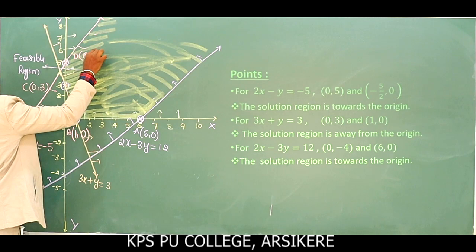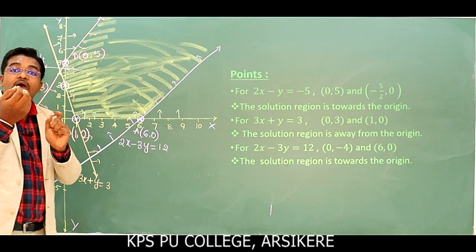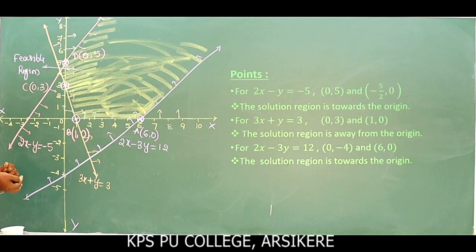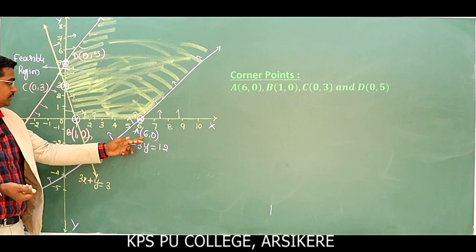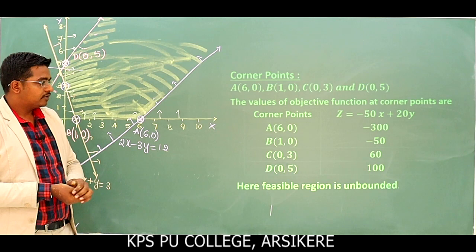So after finding the corner points, what is the next step? Find the value of the objective function at the corner points. We have 4 corner points. Next slide. What are the corner points here? A (6, 0), B (1, 0), C (0, 3), and D (0, 5). Next, the value of the objective function at the corner points. These are the corner points and the corresponding values of the objective function.